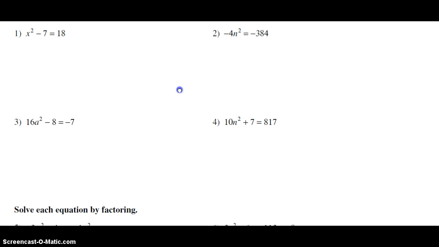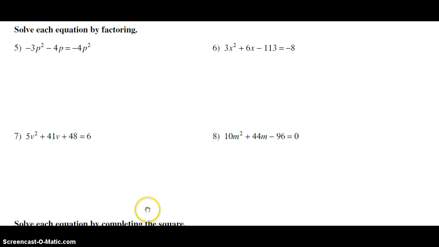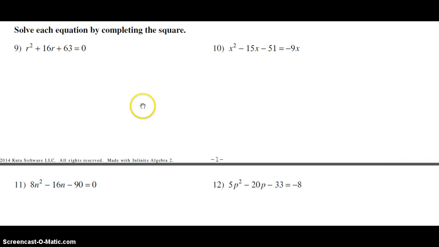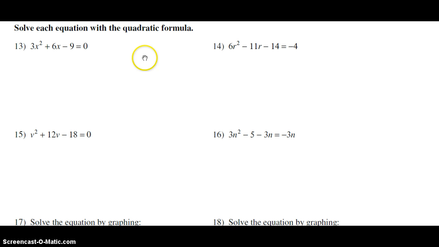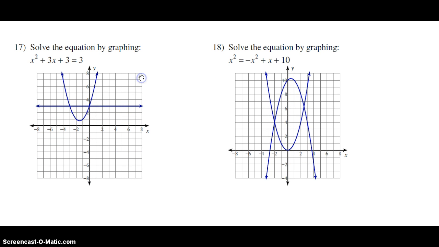Let's see, you've got 1, 2, 3, and 4 about taking square roots. We've got 5, 6, 7, 8 all about factoring. We've got 9, 10, 11, 12 all about completing the square. We've got 13, 14, 15, 16 about the quadratic formula. And these last two, solving the equation by graphing, we haven't talked about this, but it's relatively straightforward.